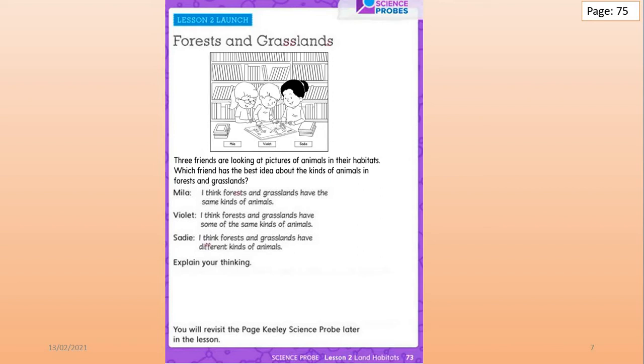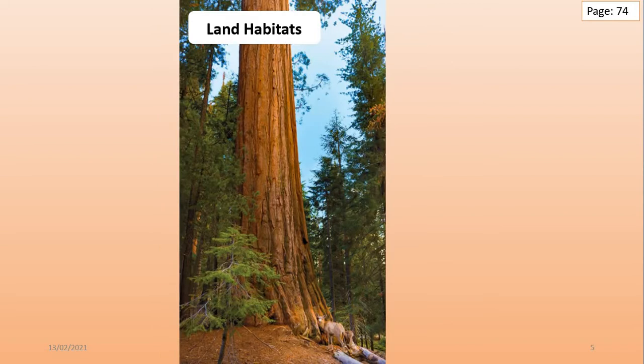What about you, grade 2? What do you think? Which friend has the best idea about the kinds of animals in forests and grasslands? Think about it and explain your thinking in this space. And then at the end of this lesson, we will revisit this page, number 75. Let's go back to page number 74.